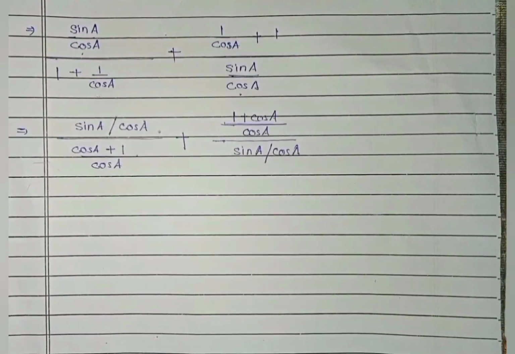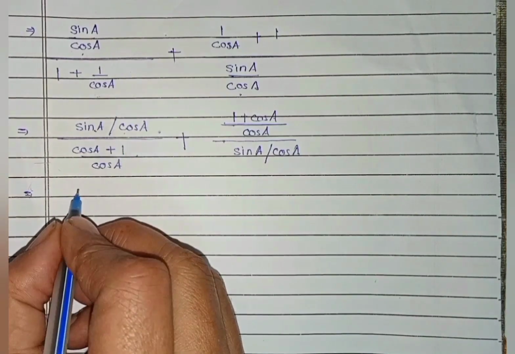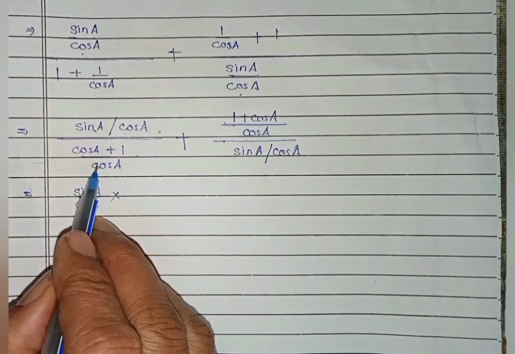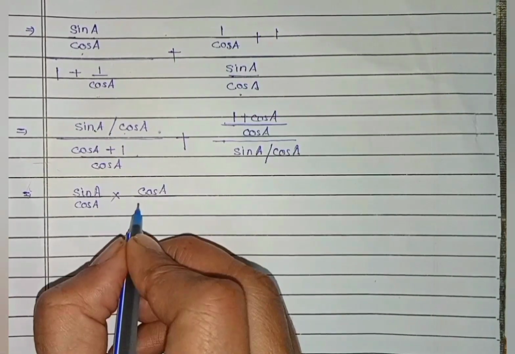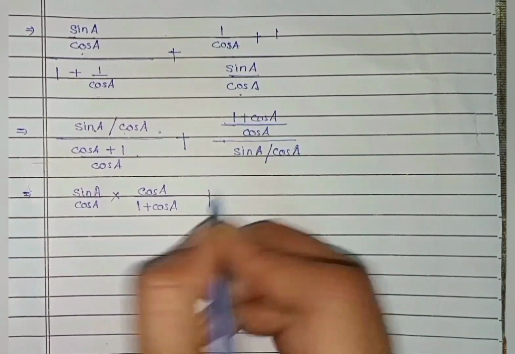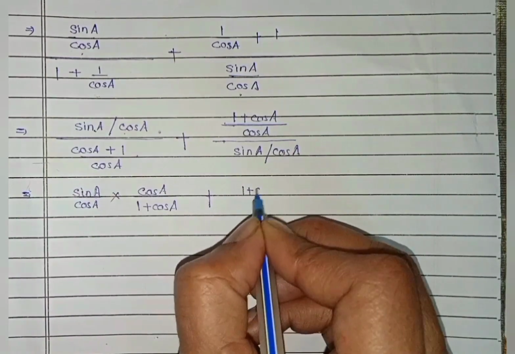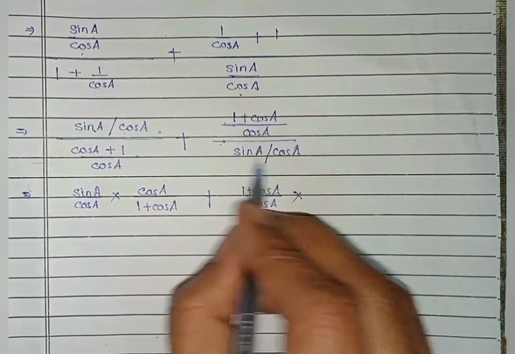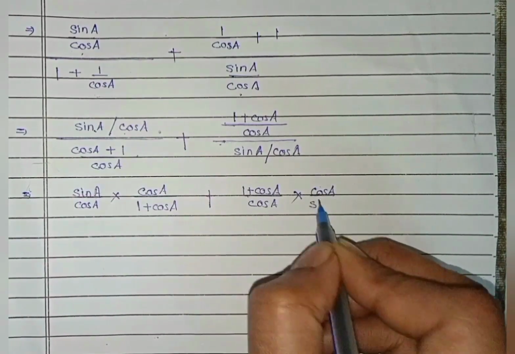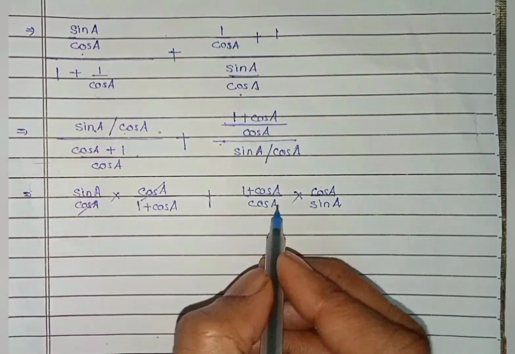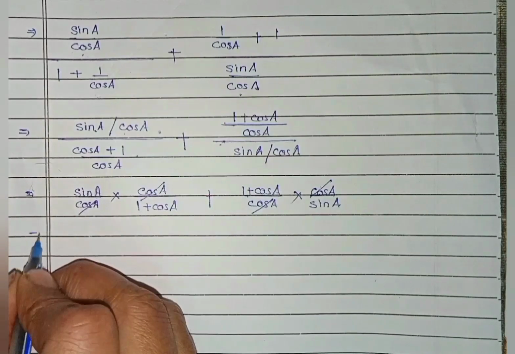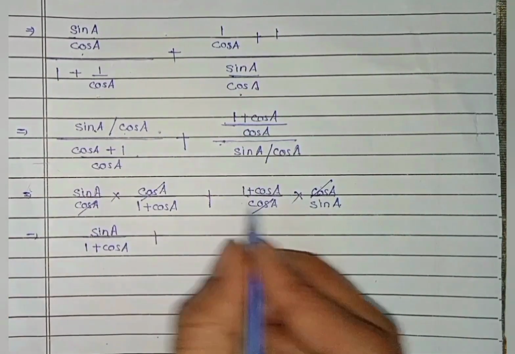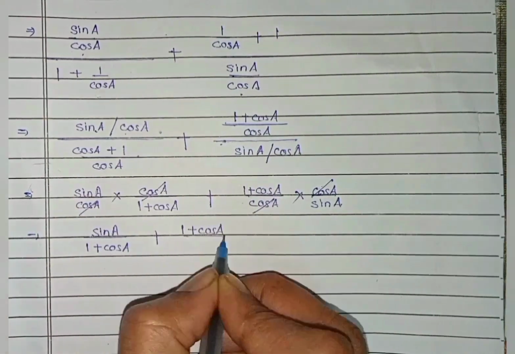Now simplifying this one, you see we have sine upon cos into, now this will be multiplied after taking the reciprocal, so cos upon 1 plus cos A. Moving on to this one, in the numerator place we have 1 plus cos A upon cos A. Now you have to divide, so that means you will multiply and take reciprocal, so cos A upon sin A. This will cancel out here, this will cancel out, so you are getting sin A upon 1 plus cos A, and in this one you are getting 1 plus cos A upon sin A.